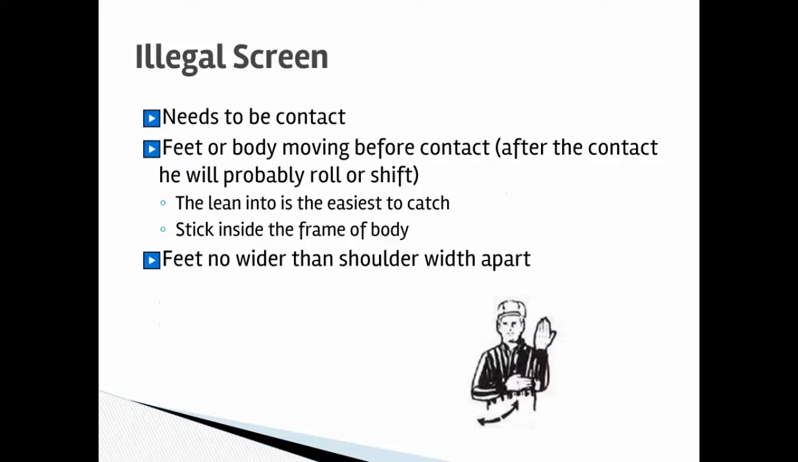Again, also look for after that contact, that roll or shift, sometimes that causes the defender to go down. A lot of times, I think these attack players are taught to do that roll and take the defender down with them. I think we need to have an illegal screen on that as well. Leaning into is usually the easiest one to catch. And again, the feet, just schematics of it. Any questions with the legal screens?